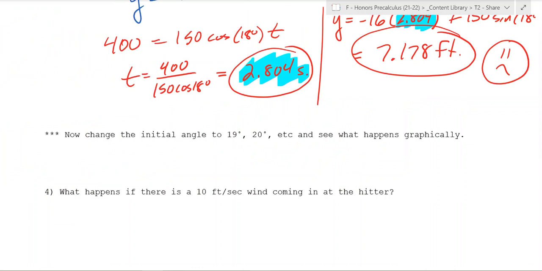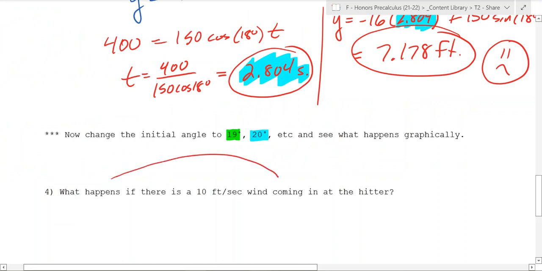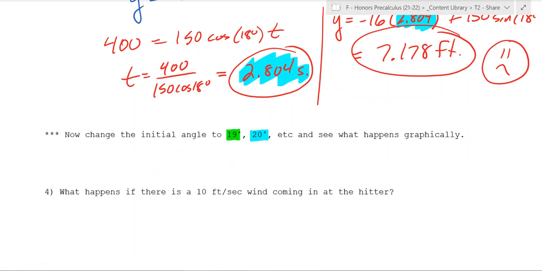So what you can do is you can change the initial angle, do everything we just did, but with 19 degrees and then with 20 degrees, and see what happens graphically. So theoretically, we got something like this. So maybe is it going to be shorter and higher or up? What's going to happen? You should test that to see if it's going to clear the fence.